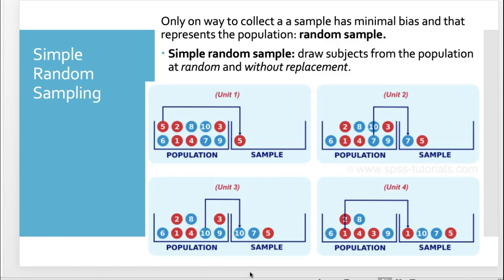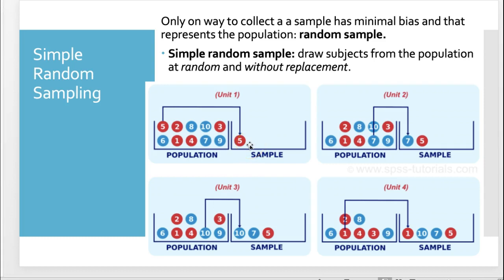Okay, so real quick, just another visual of simple random sampling without replacement. Here's my population. I have these red and blue marbles here, and they're numbered. I'm going to shuffle these marbles around, and then randomly select one. So I select this 5 here, and I place it here.